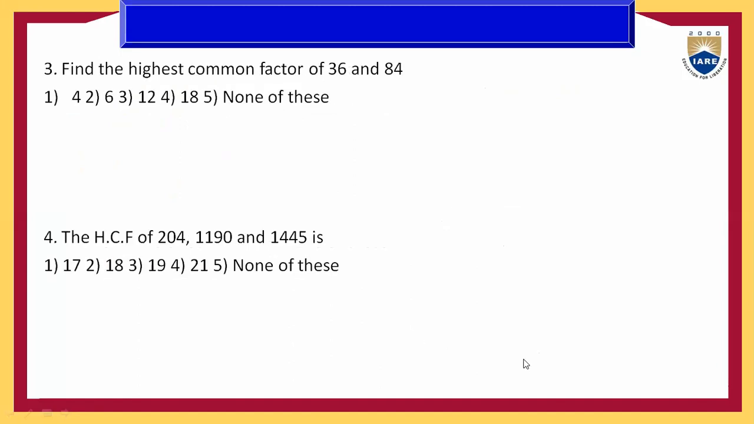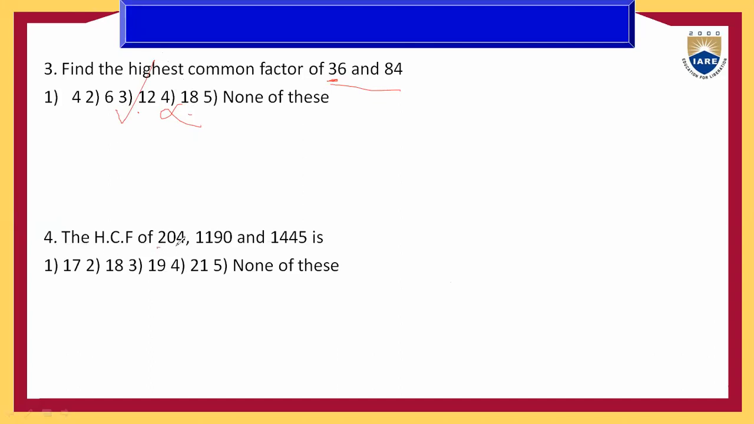Next, HCF. Find the highest common factor of 36 and 84. Highest common factor means HCF. The HCF is equal to the least value or less than the least value. Here the least value is 36, and all the options are less than it. Here highest means we take from the highest option value. The highest option is 18. 18 divides 36, yes. 18 divides 84, no. Next highest value, 12. 12 divides 36, yes. 12 divides 84 also, yes. 12 sevens are 84. So option number 3 is the right answer.